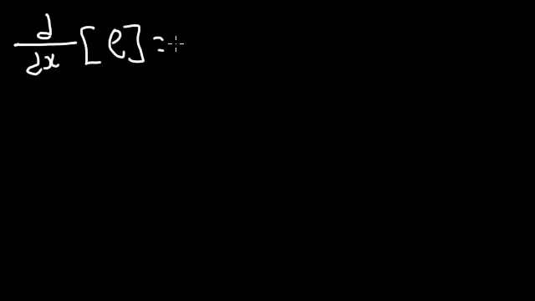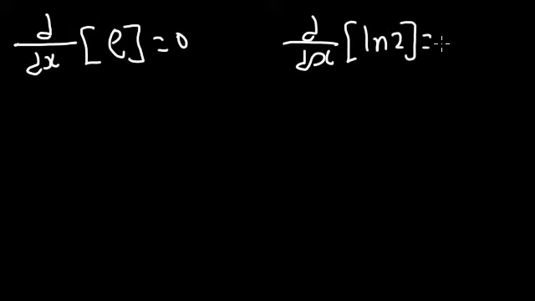So why is it that d/dx of e equals 0? In fact, why is it that d/dx of ln 2 equals 0? By the end of this video tutorial, you are going to understand why. First, you need to understand what the symbols mean.